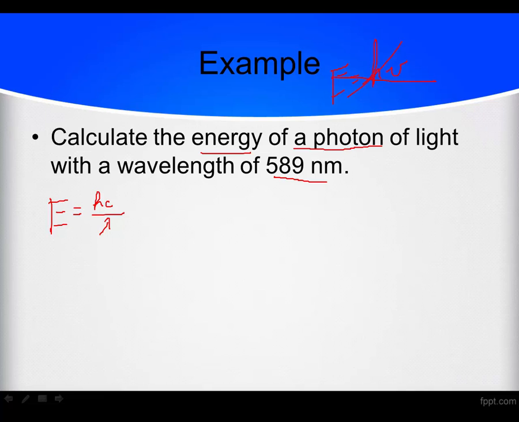A photon. So I'm going to need to replace my h with 6.626, times 10 to the negative 34th joules times seconds. Multiply that by c, which is 3.00 times 10. Should I use meters or nanometers?